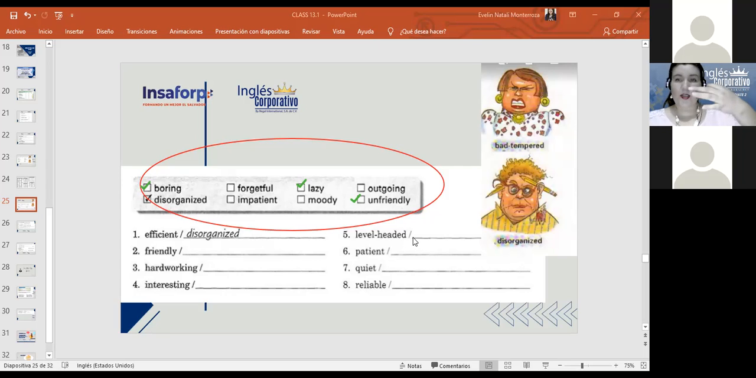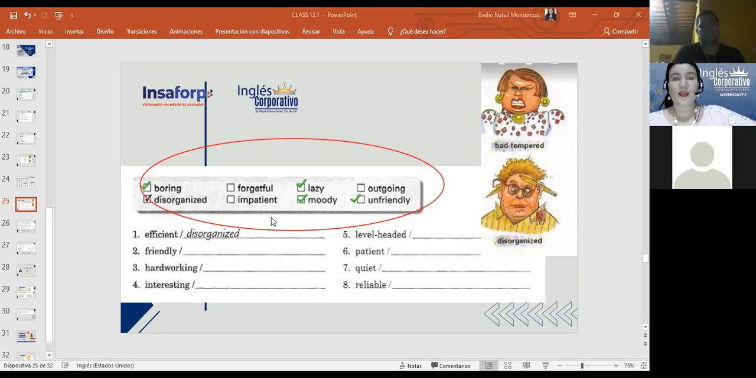Alguien que siempre está centrado en sus sentimientos. What would be the opposite? Moody, right? Very good. Patient. Impatient. What about quiet?